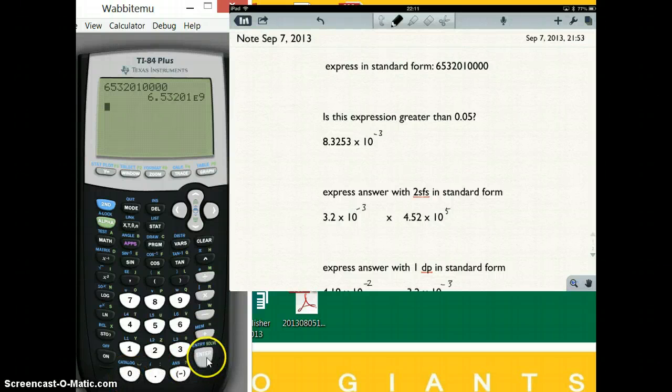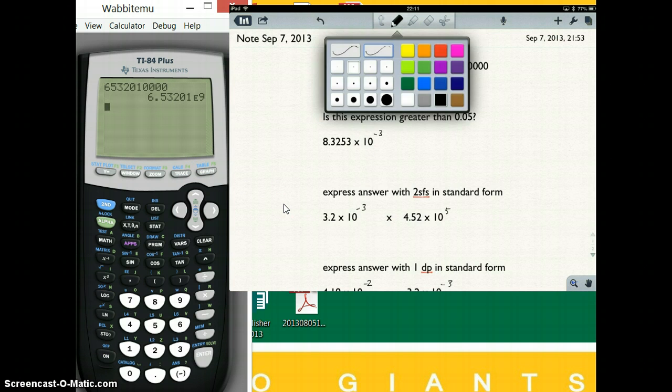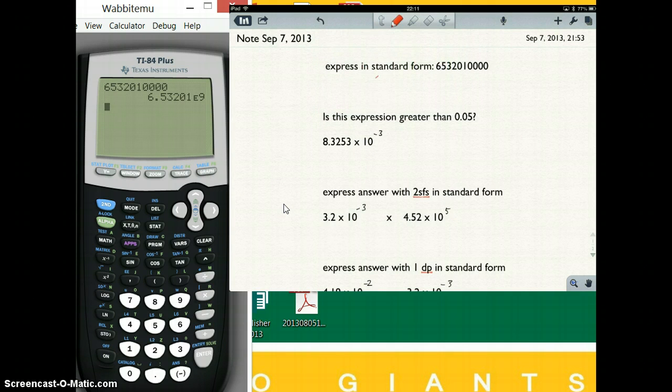65320100000. Enter. Okay, so the answer is 6.53201 times 10 to the ninth. So when it says E9, that actually means times 10 to the ninth.